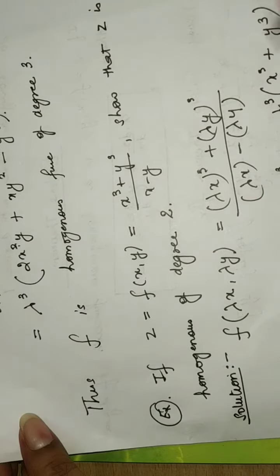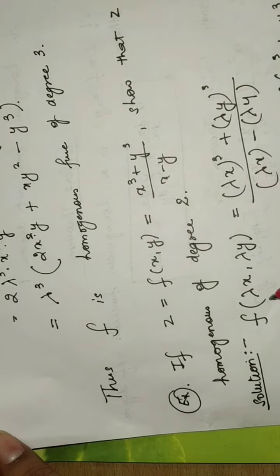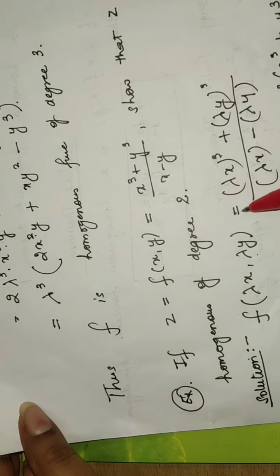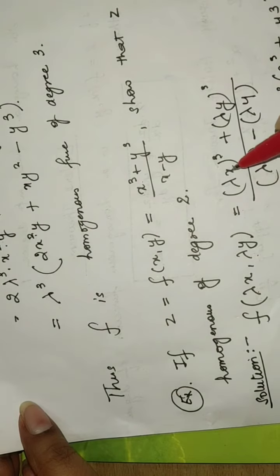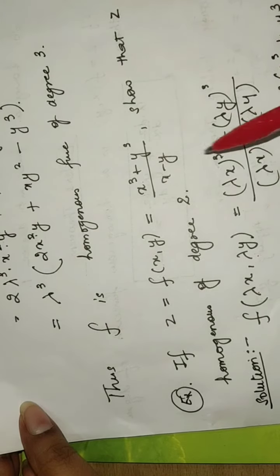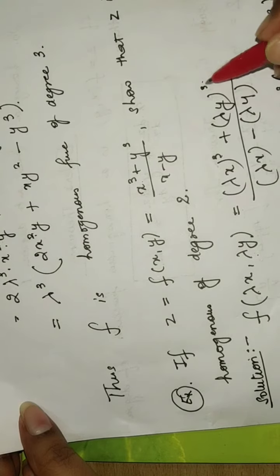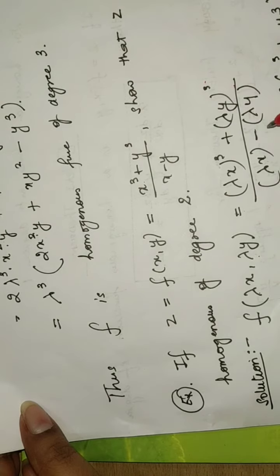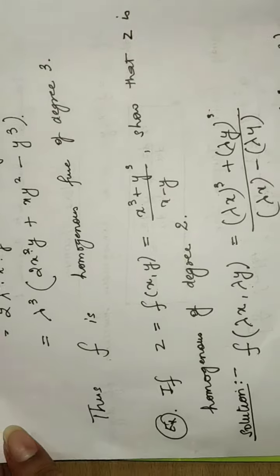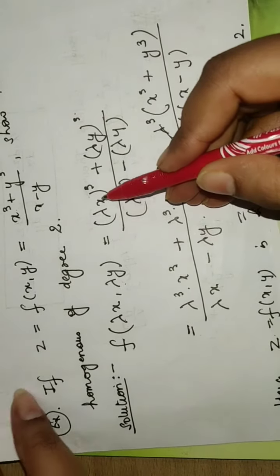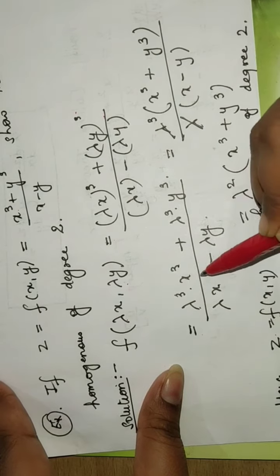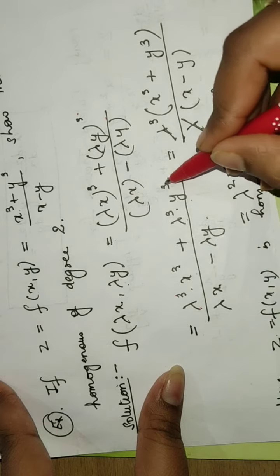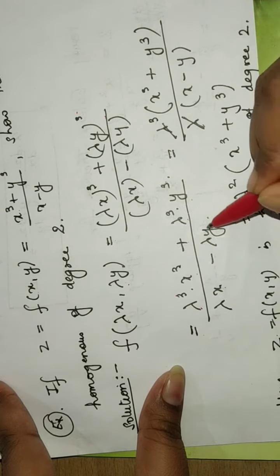The solution is, this is the original function. We multiply the variable x by lambda, y by lambda, so it is equal to lambda x whole cube plus lambda y whole cube by lambda x minus lambda y. Then we open the brackets. This is lambda cube into x cube plus lambda cube into y cube by lambda x minus lambda y.